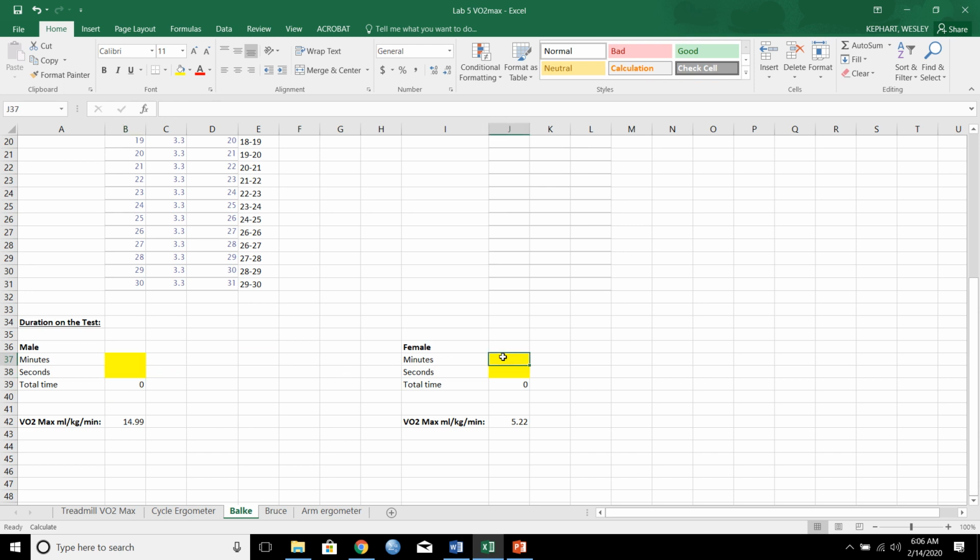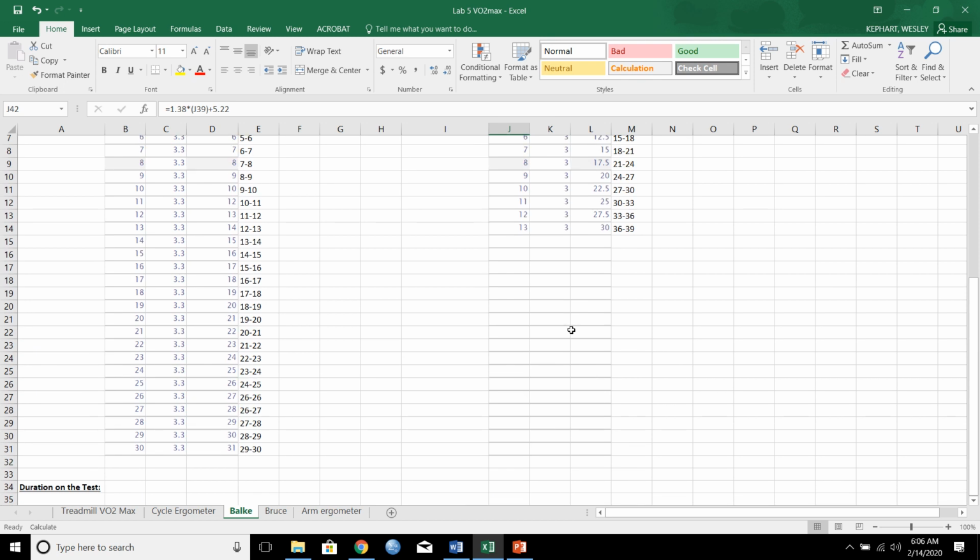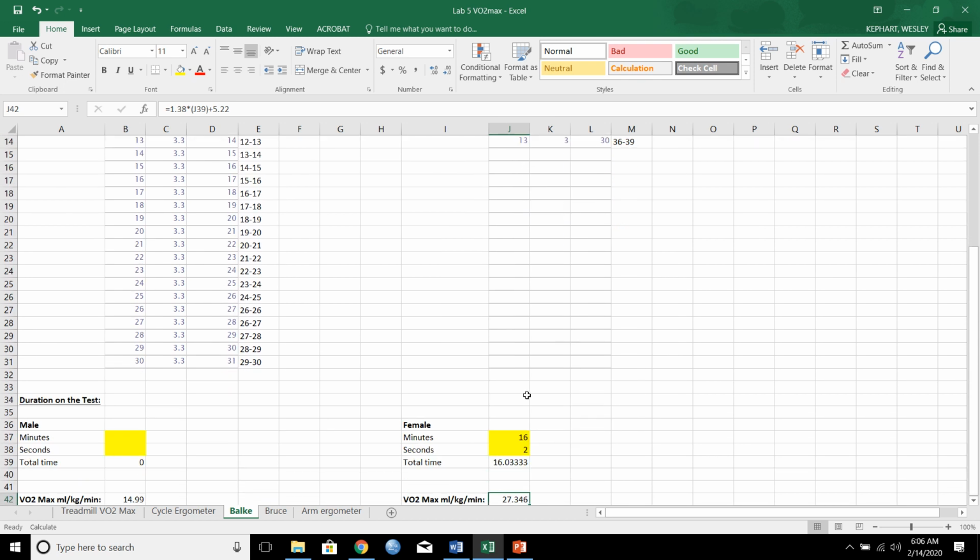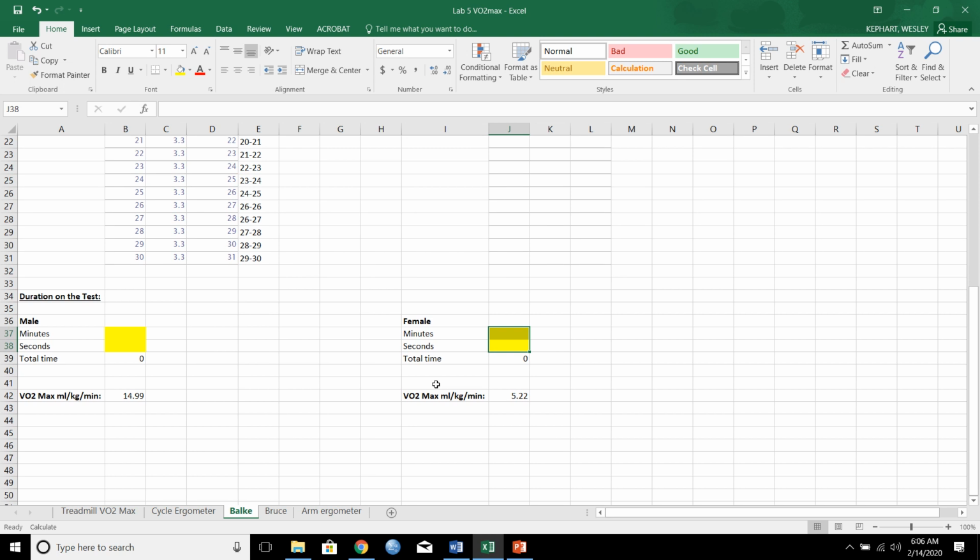Now, let's say a female is going, I don't know, let's see, 16 minutes and 2 seconds. That would mean that their VO2 max is 27. So that's essentially how that is calculated. Mess around with the Excel document, make sure that you understand it.